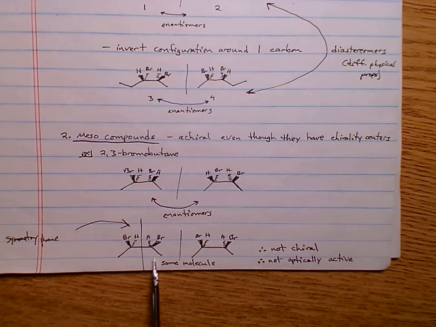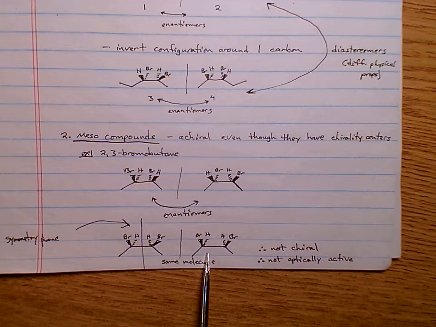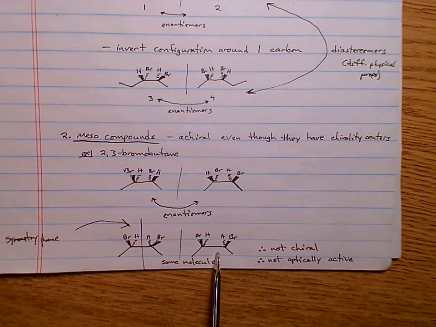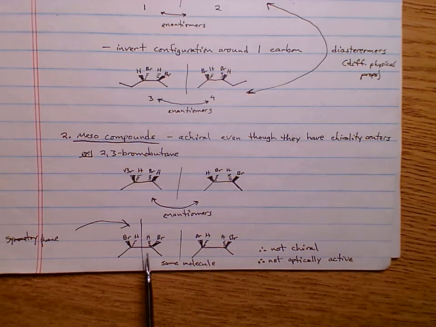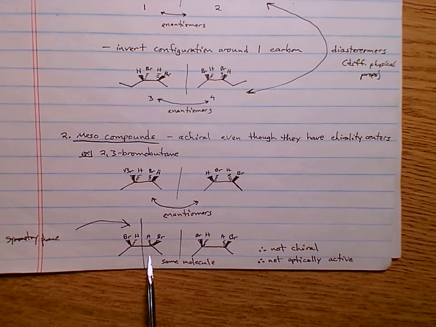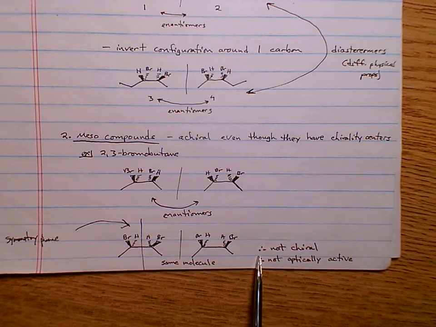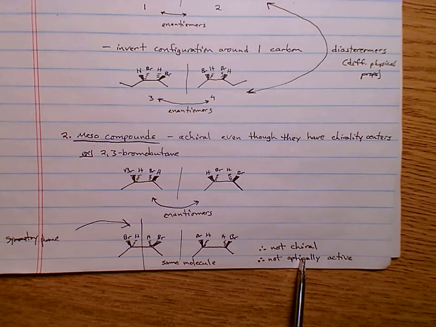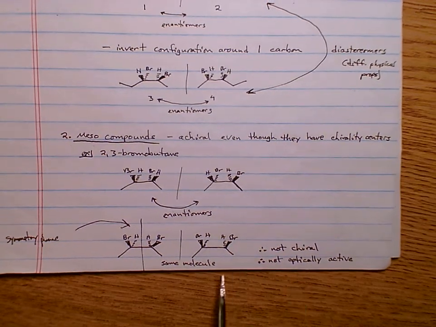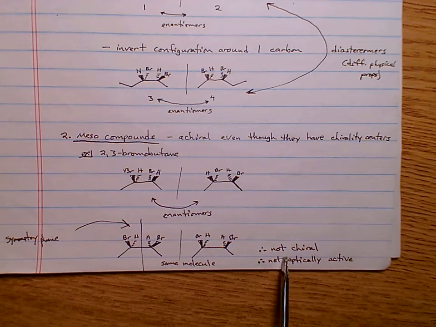So this one has no mirror image that is different. It does not have a non-superimposable mirror image. Even though it has 2 chiral carbons, it in itself is not chiral. Recall, chirality is a property of the entire molecule. The way we look for chirality is by looking for chiral carbons, and here we have an example of a molecule with 2 chiral carbons, but the molecule as a whole is not chiral.